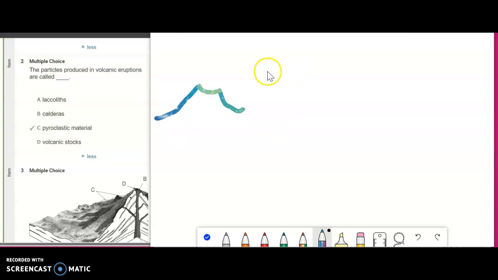Pyroclastic material. Now, we did talk about this in class, pyro means fire. So if you have pyroclastic material, it's the stuff that's on fire. So that's the stuff that comes out of the volcano. Now, volcanic stocks, that's the part that builds up with lava, and that's another just definition there. So your correct answer here for number 2 is pyroclastic material.